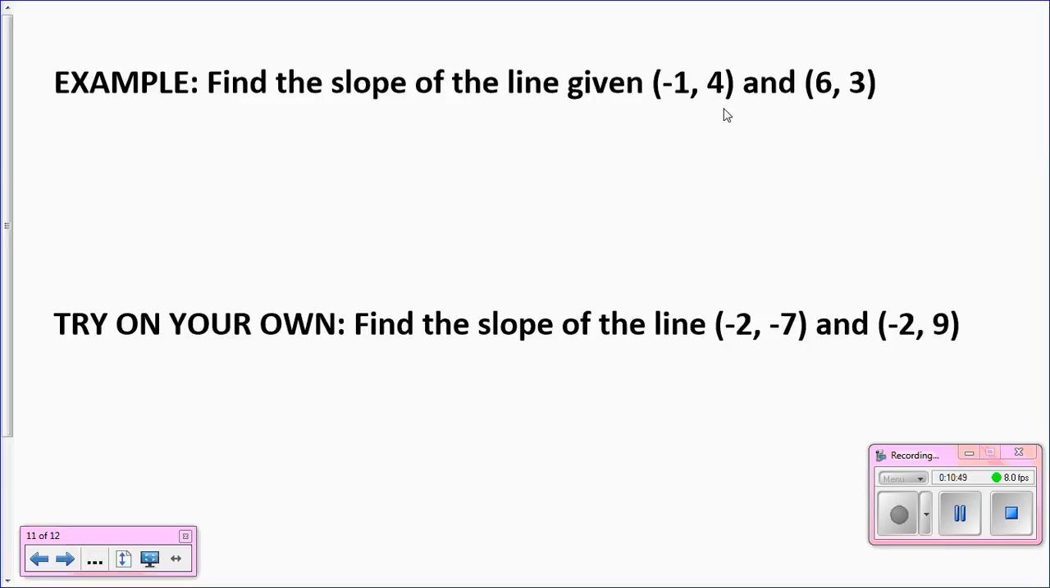Find the slope of the line given (-1, 4) and (6, 3). So you're given 2 points. We have to find the slope. Here I just laid it out for us. It doesn't matter which one you label as point 1 or point 2. It could be totally different, as long as you keep it straight, that's the only thing. So the first thing you want to do is label it. My -1 was from my first point, so that's x1. 4 would be y1 then. (6, 3) is my second point, so x2 would be 6, y2 would be 3.